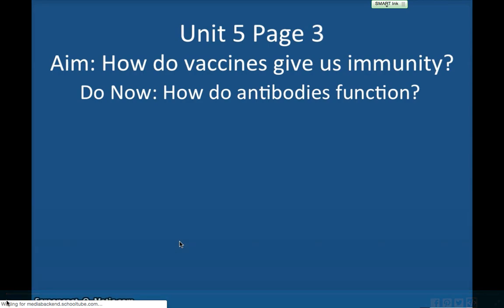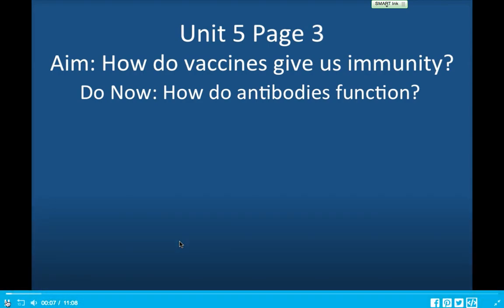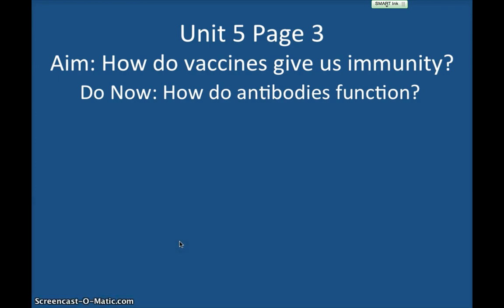Unit 5, page 3. Aim. How do vaccines give us immunity? The objectives of today's notes will be to describe the importance of antibody production and explain how vaccines are used to develop immunity. Let's try to answer the do now question.